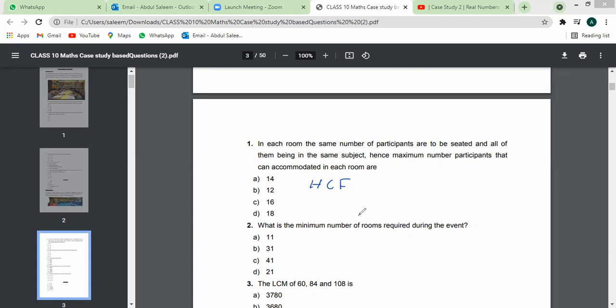The highest common factor of these three numbers, 60, 84, and 108. Dividing by 2, the answer is 30, 42, and 54. Again we can divide by 2. It is 15, 21, and 27.